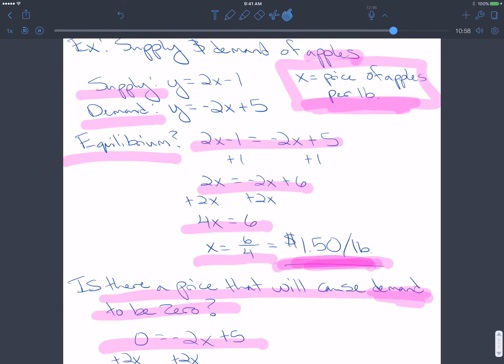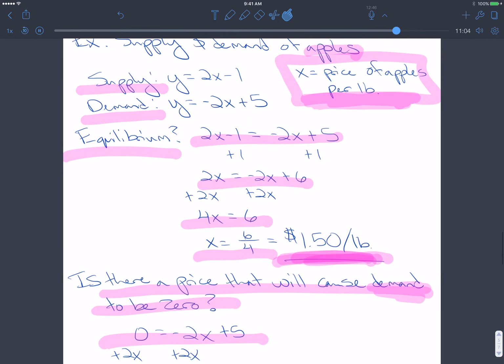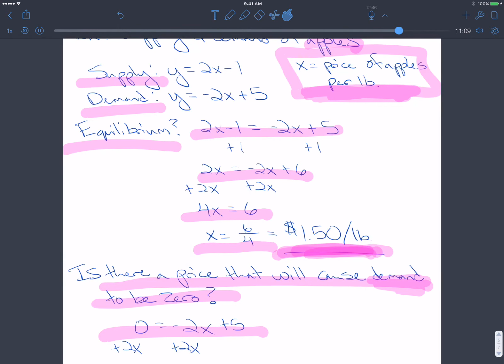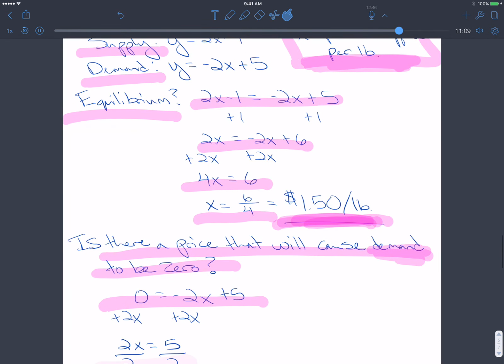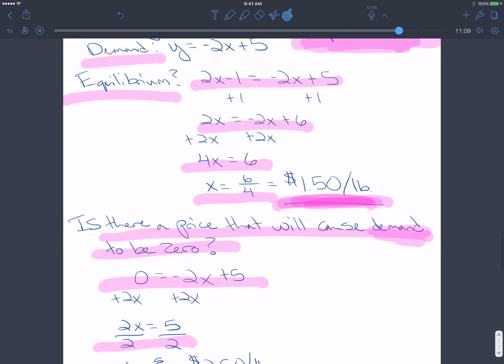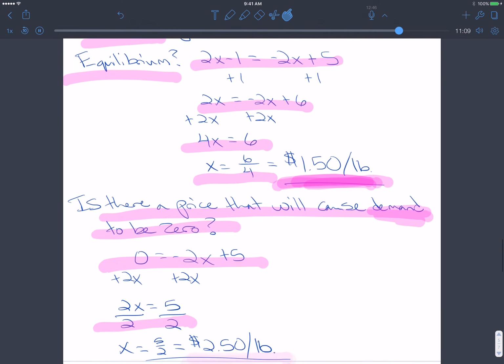Solve for x. Since the negative 2x is negative, I'm going to add it to both sides first, just because I don't like dealing with too many negatives, and there's a lot of room for error if I keep them. So I add the 2x to both sides. I have 2x is equal to 5, divide by 2 on both sides. x is then 5 halves, or 2.5.